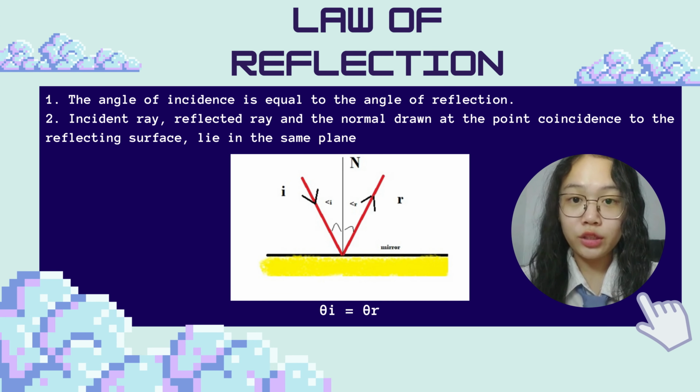The law of reflection. As you can see from the equation, the angle of incidence is equal to the angle of reflection, and the second one is that the incident ray, the reflected ray, and the normal drawn at the point of incidence to the reflecting surface lie in the same plane.